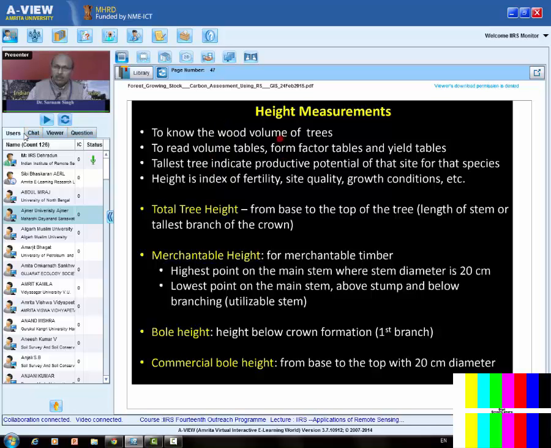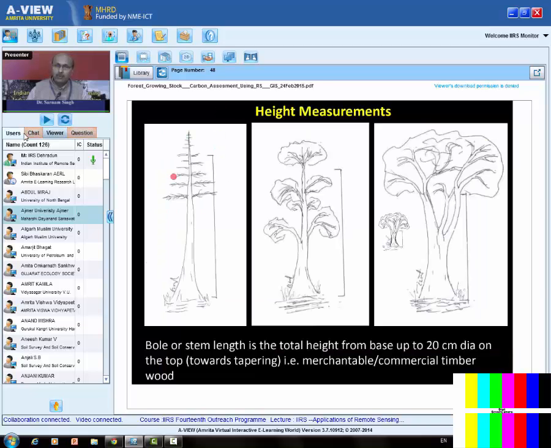Depending upon the requirement, we will be using the height. We can use the total height, or we can use the merchantable height, which is the portion that can be sold in the market, from where you can get the income, or you can measure the total commercial height. Depending upon your requirement and the feasibility, you have to do it. Here I am giving some examples, like this is a tree, and this is the total height here.